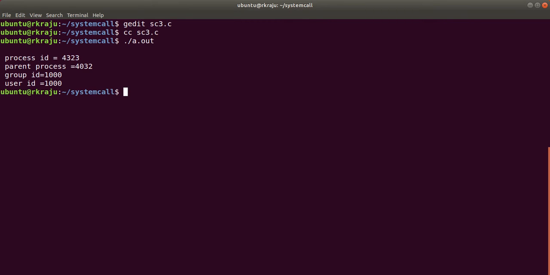Now we observe that the process ID is 4323, the parent process ID is 4032, the group ID is 1000, and the user ID is 1000.